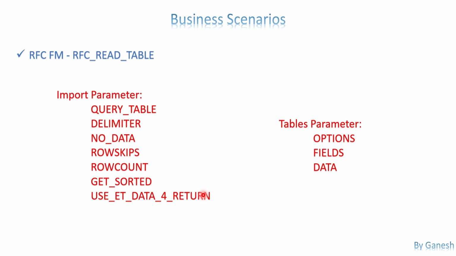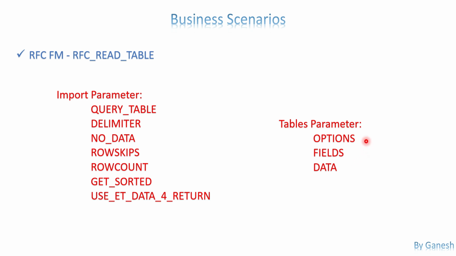So I'm not sure more about this particular variable. If you find something, definitely I will share. And the table parameters, we have 3. And the final one is the data. Data is the parameter where you will get all the information from the table based on your condition, or if there is no condition, it will give all the data back to your application. And these are table parameters, so these are in internal table format.